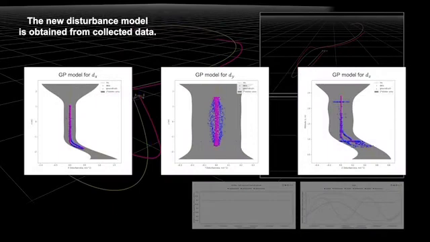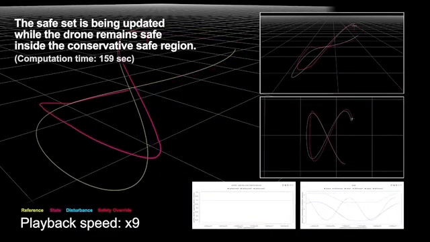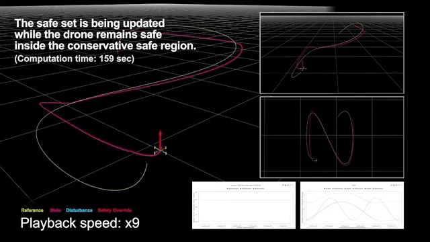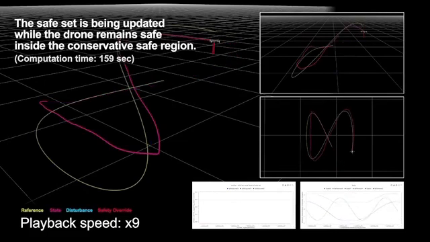The models created from the new data are now able to capture the effect of the strong wind. The safe set is then updated based on these new disturbance models, while the drone is staying in the conservative safe region. Again, our method is applied for this update, which takes about 2.5 minutes.